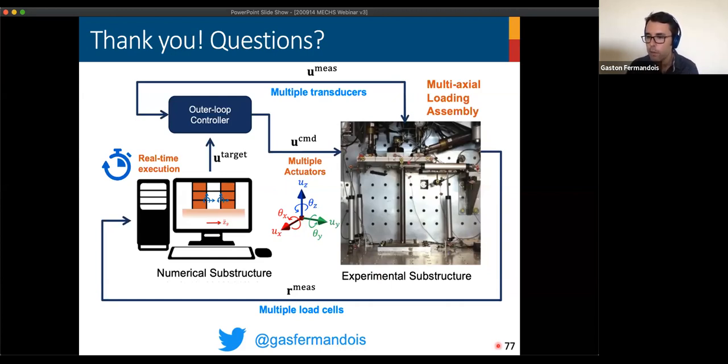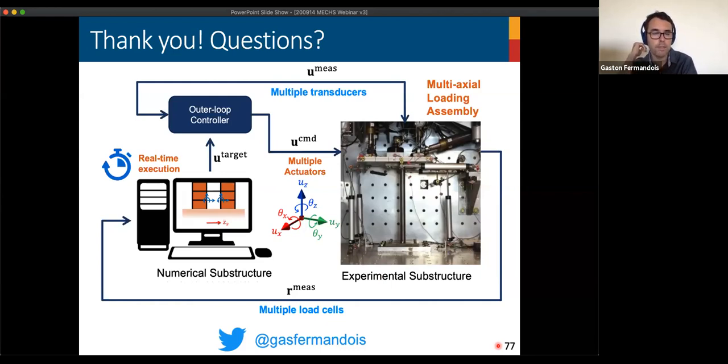Could you explain how this approach is suitable for nonlinear specimens if the identified model is based on transfer functions? That's a good question, Johnny. Unfortunately, the framework right now is based on a model of the system, which is a linear version of the model.